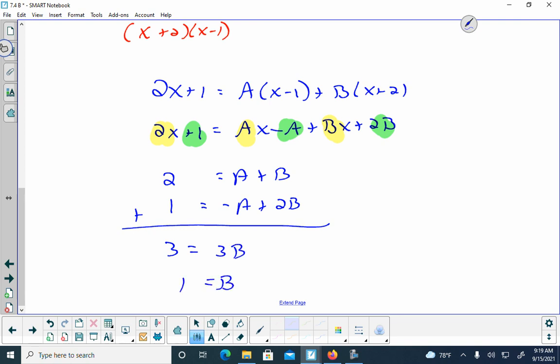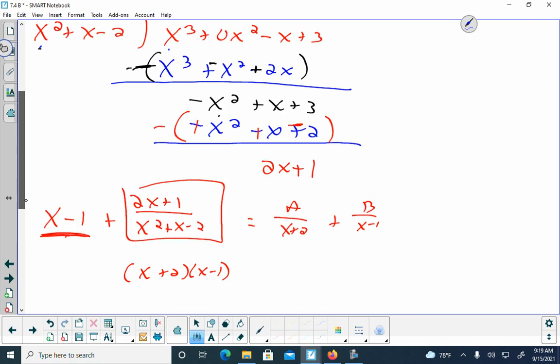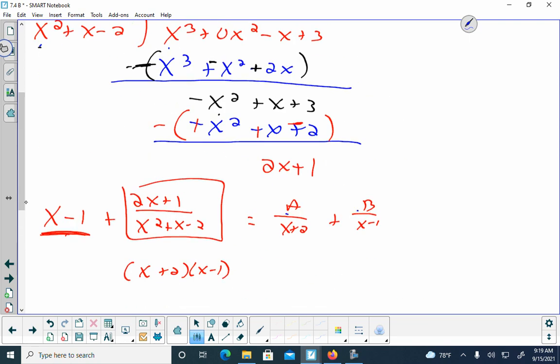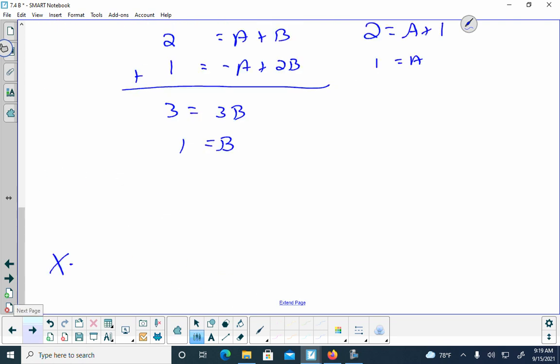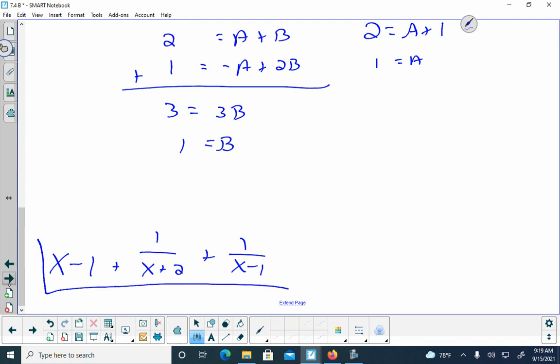Then I'm going to solve for a, so I'm going to say 2 is equal to a plus b, which I just said was 1, so a is also equal to 1. So my final answer, when I go to find my answer, I'm going to put 1s in here, but I'm also going to have to remember this x minus 1. So I'm going to say x minus 1 plus 1 over, I can't remember which one I wrote first, x plus 2 plus 1 over x minus 1. And this is my final answer.